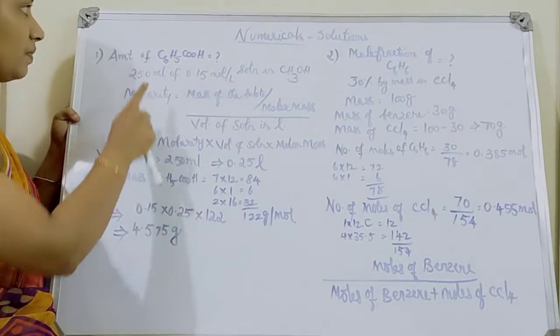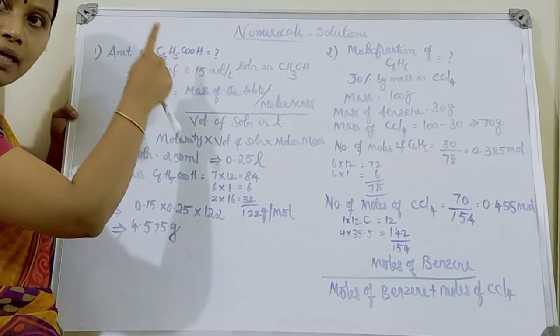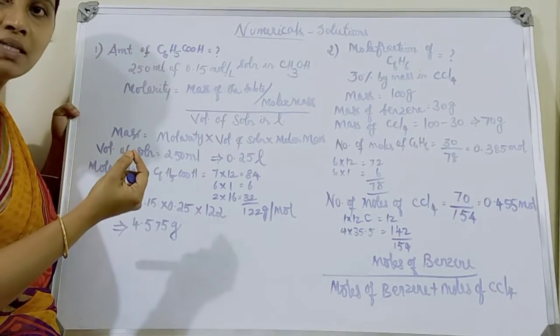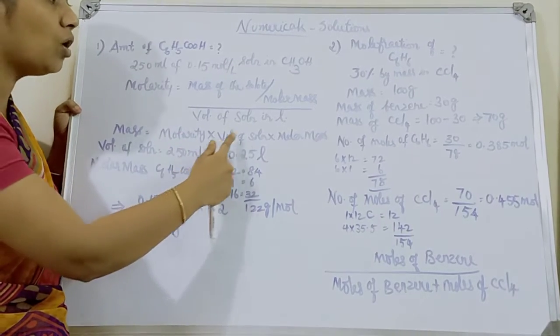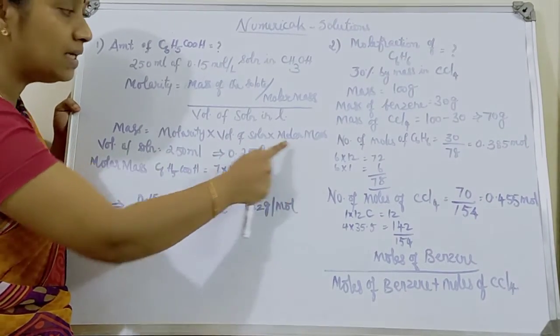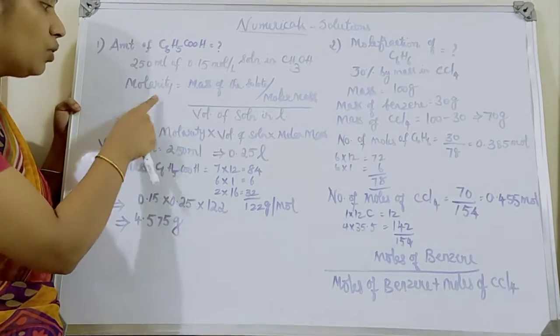Okay then. So in the problem they have asked us to calculate the amount. Amount is nothing but mass. So what is the formula to calculate mass? Mass is nothing but molarity into volume of solution into molar mass. This formula I have derived from the molarity formula.